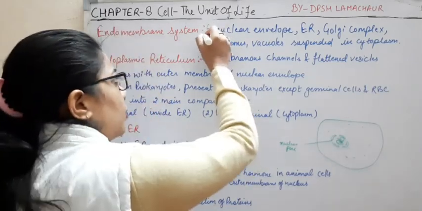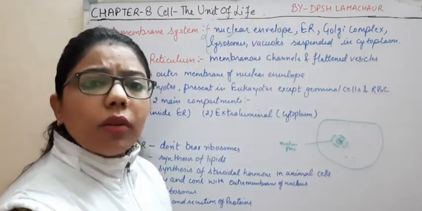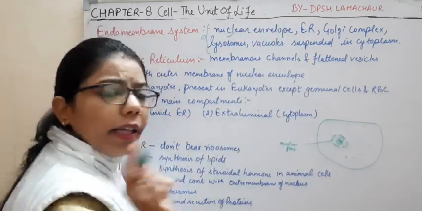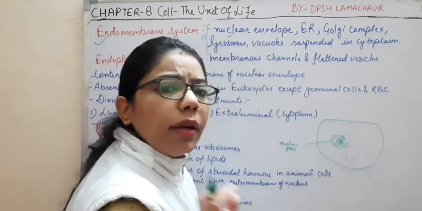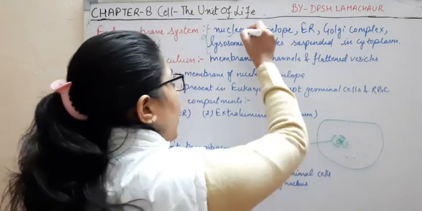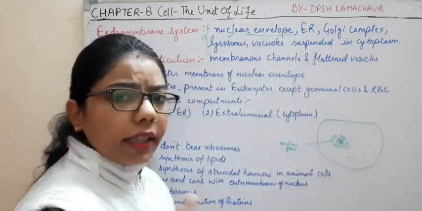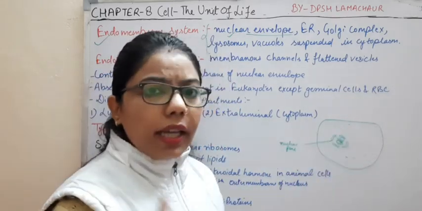You must memorize this. What are they? Nuclear envelope. What is the nuclear envelope? Right now I have said that the nucleus is surrounded by a membrane, and that membrane is known as the nuclear envelope. Just like the cell envelope we have done, here also there is a nuclear envelope.